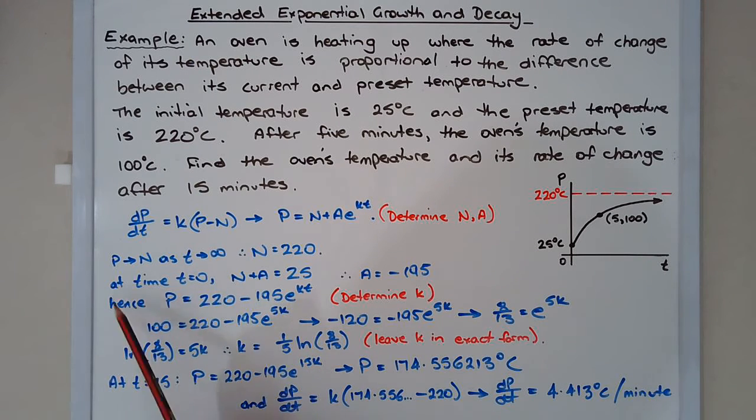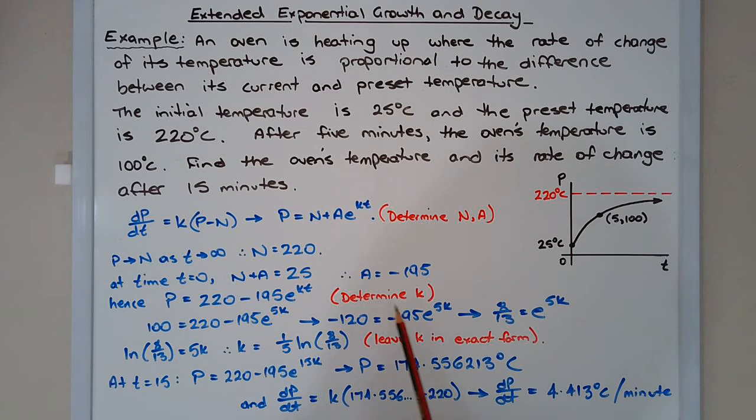Now to deal with the initial conditions. At time t equals 0, N plus A equals 25 degrees Celsius. Now we've determined N already, N is 220 degrees. This means that A equals negative 195 degrees. Hence we could write the formula as P equals 220 minus 195 multiplied by e to the power of kt.